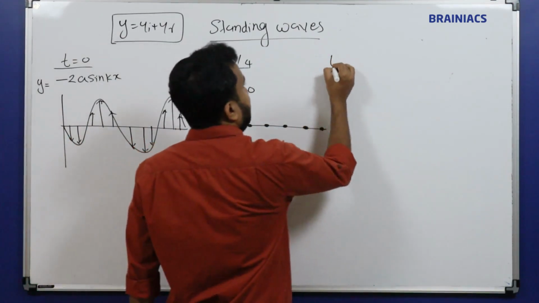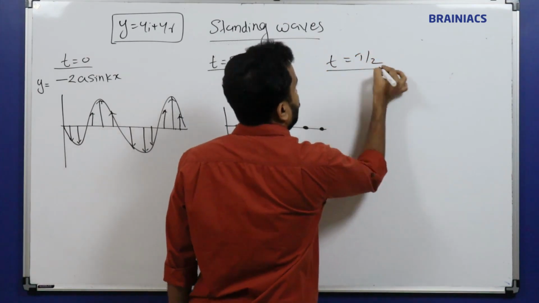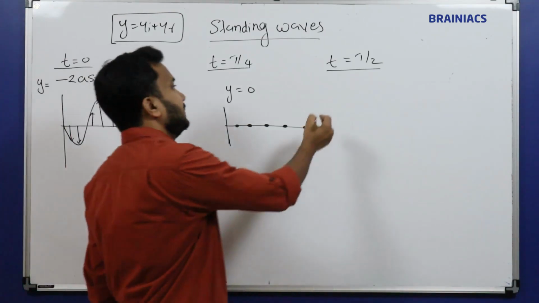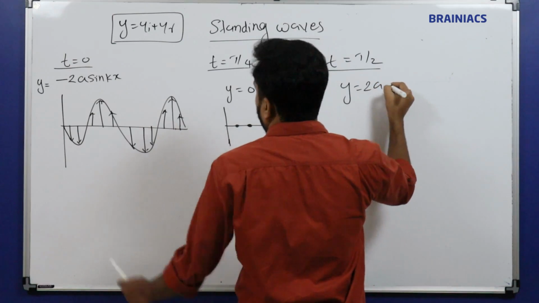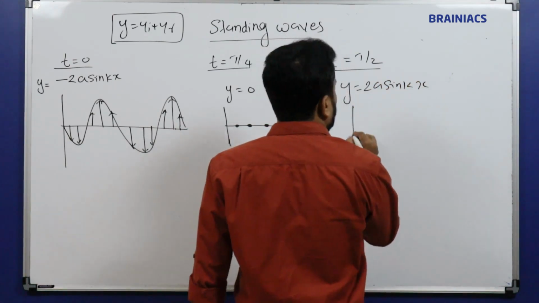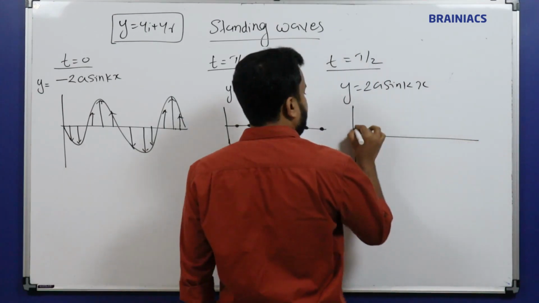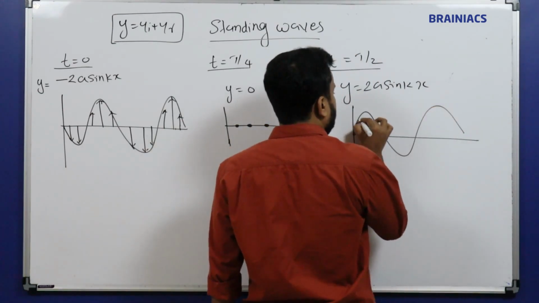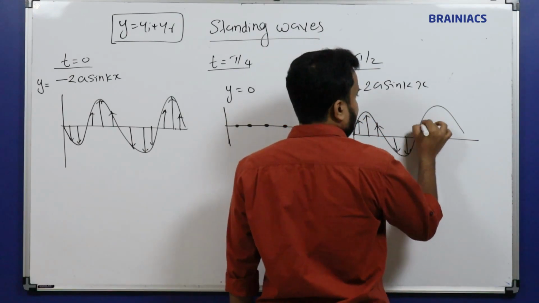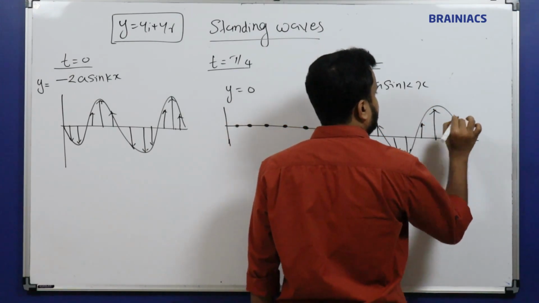Next, at t equal to T by 2, which means half the interval. What is the value we got? y is equal to 2a sin kx, but in the opposite direction, minus 2a sin kx. The minus replaces the plus, so how will the graph come? It will be the reverse graph, like this.